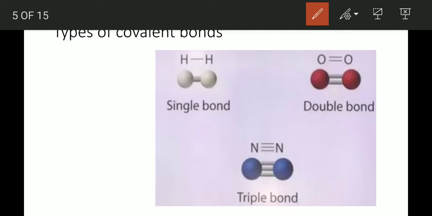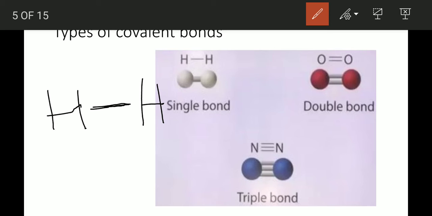Now we will see about covalent bond. In covalent bond there are three types. One is single bond, another one is double bond, and last one is triple bond. Single bond we will see now. See here what happens. Here there is one hydrogen. They both shared their electrons and formed only one bond.